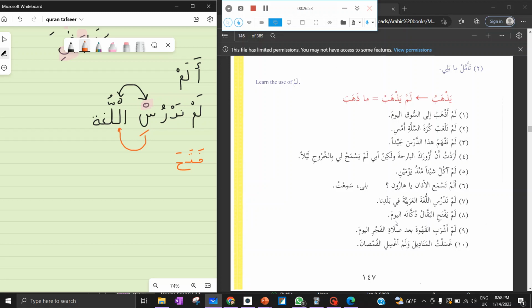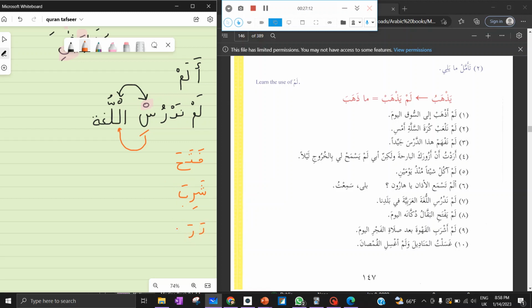Al-yawma means today. Lam ashrabil qahwa. Lam ashrab, this is for ana. Ashrab comes from shariba. Shariba is to drink. And nadrus is from darasa. Darasa is the fi'l.